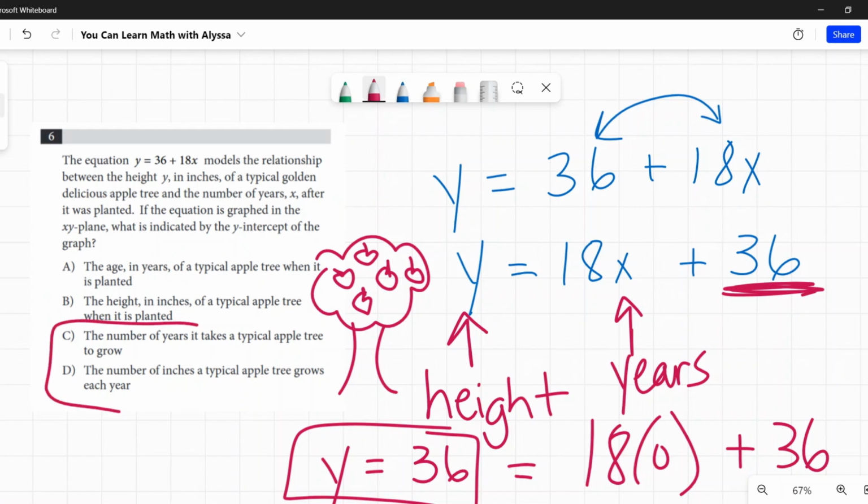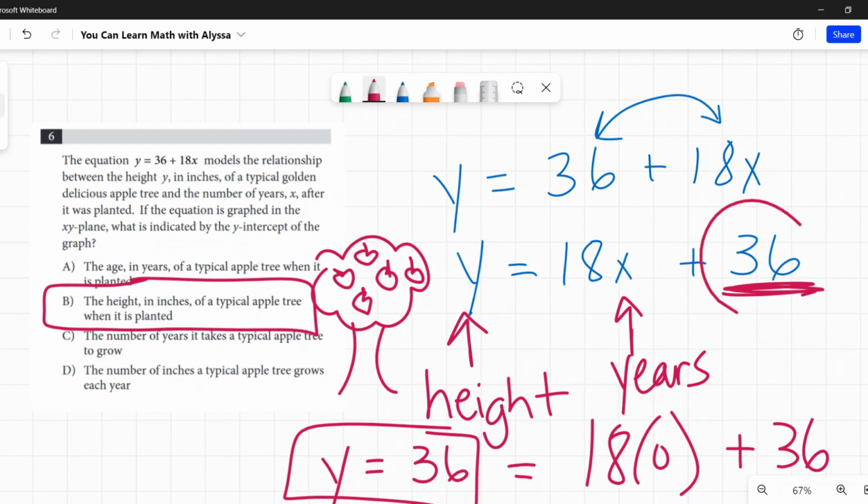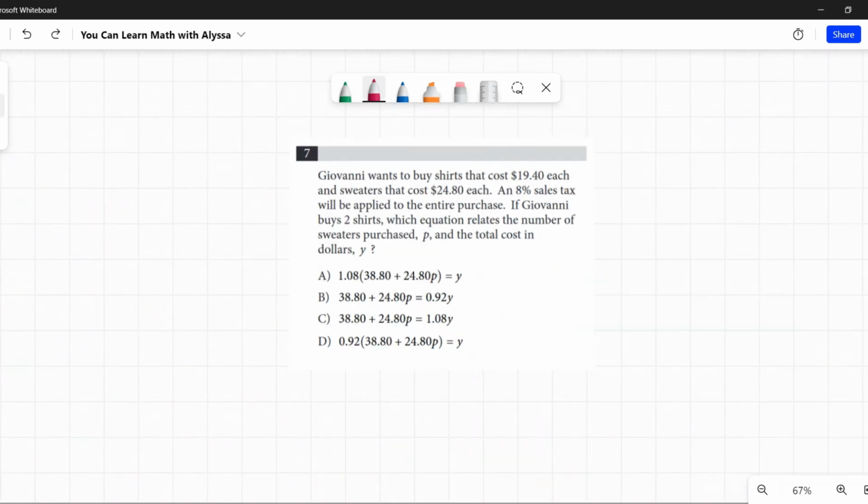The number of years it takes a typical apple tree to grow? No. The number of inches a typical apple tree grows each year? No, that would be the 18 actually. So yes, B, the height in inches of a typical apple tree when it is planted is our answer. This one honestly is less about math and more about logic, but they are just testing that you know this number that's out by itself is the y-intercept in a line.